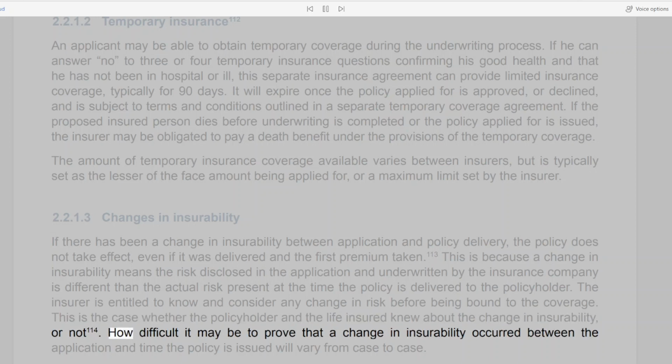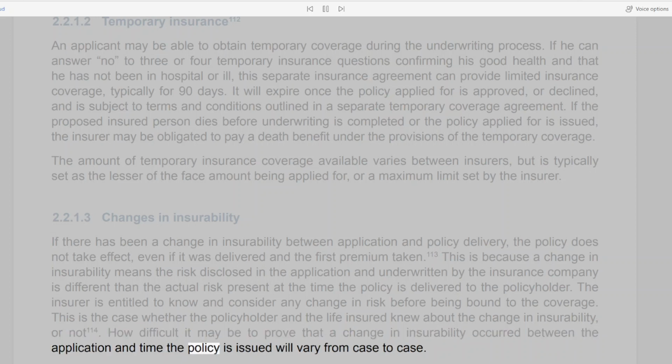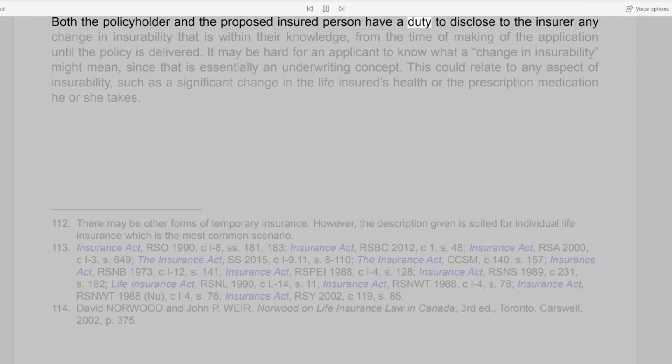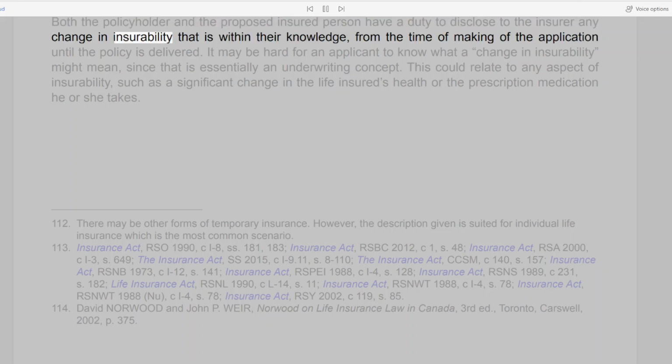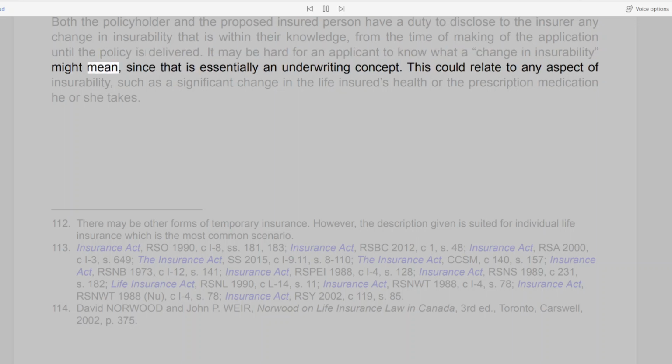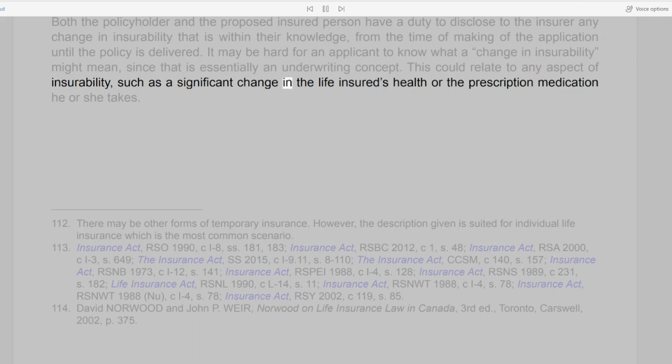How difficult it may be to prove that a change in insurability occurred between the application and the time the policy is issued will vary from case to case. Both the policyholder and the proposed insured person have a duty to disclose to the insurer any change in insurability that is within their knowledge, from the time of making of the application until the policy is delivered. It may be hard for an applicant to know what a change in insurability might mean, since that is essentially an underwriting concept. This could relate to any aspect of insurability, such as a significant change in the life insured's health or the prescription medication he or she takes.